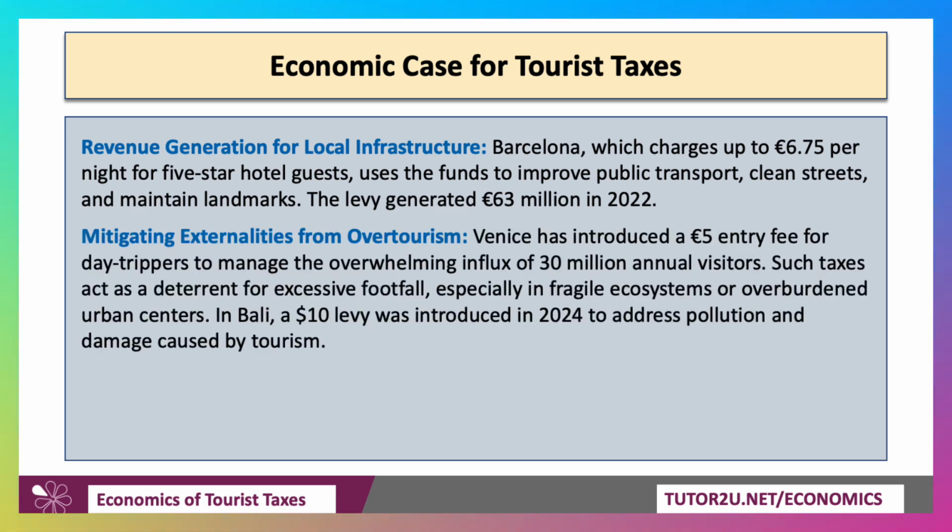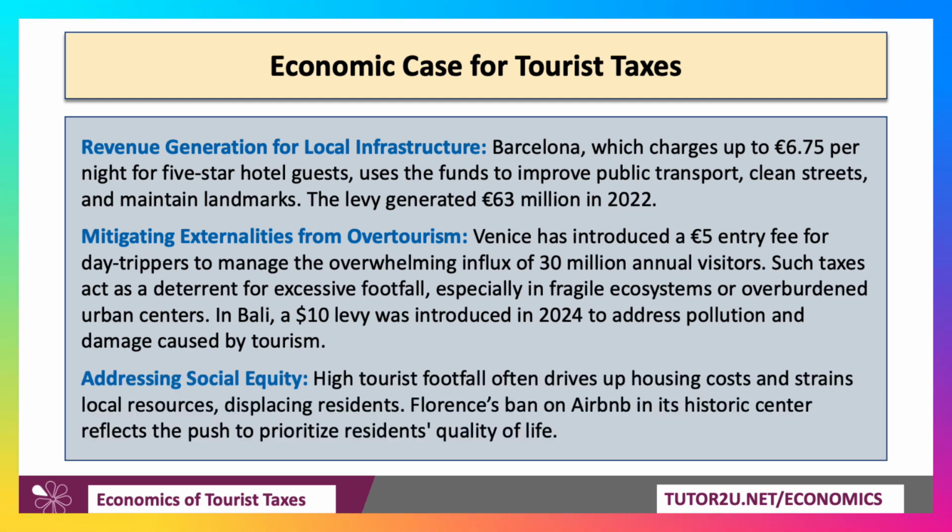I think the main economic argument is probably to do with externalities, the negative externalities of consumption and production from over-tourism. I think Venice will be the example you might choose there. 30 million annual visitors, clearly huge pressure on the built environment. And taxes are designed as an incentive, a deterrent for excessive footfall, particularly in fragile ecosystems. One thinks of Bhutan and Bali there, or overburdened urban centres. And Bali brought in a $10 levy to address specifically the pollution and the damage caused by tourism.